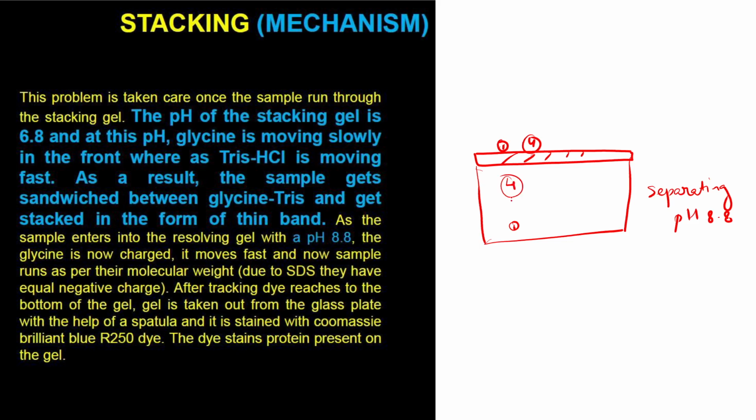If fourth is the bigger molecule and one is a smaller molecule, one will move faster and fourth will move slower. Okay, so in the wells we had 1 and 4 at different positions. So tris pushes everything together, and glycine is making the sandwich blockage over the separating gel. And once the separating gel begins, the glycine is also moving fast. So these molecules start moving in that particular lane and separate based on their molecular sizes. That is clear?